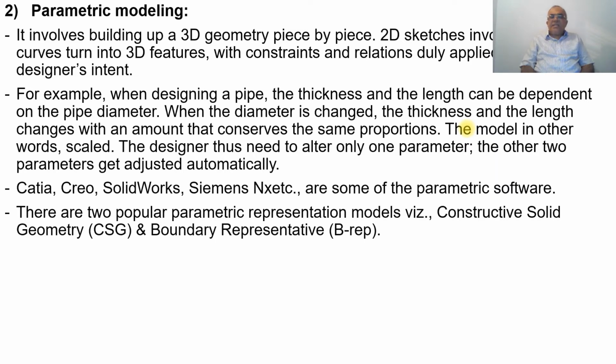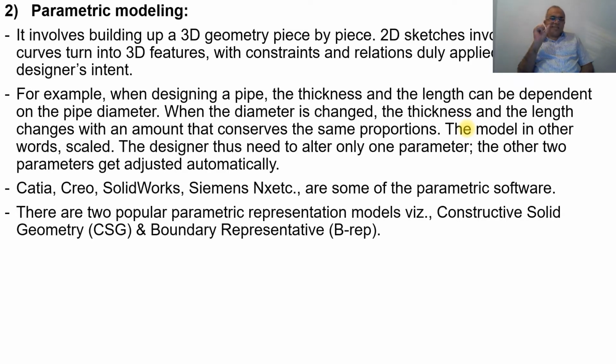Suppose the diameter of a pipe is D, and the length of the pipe is related to it by the relation L = 5D. If I say the diameter is 50, then automatically the length will be taken as 250. So 5 into 50 becomes 250.